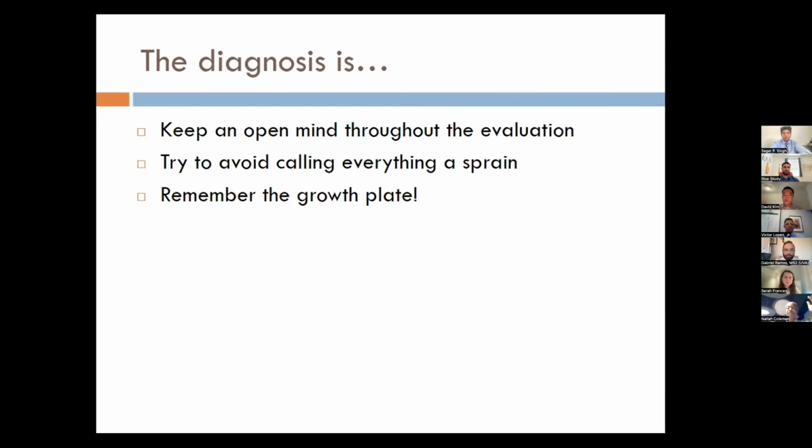So when you're thinking of the diagnosis, you want to keep an open mind throughout the evaluation. You want to try to avoid calling everything a sprain, because I know that's the easiest diagnosis. And when students and residents and fellows come to clinic and they say it's a sprain, I challenge them to tell me the ligament that was sprained. That way we can make sure we all know why they're saying what they're saying. And then obviously for young people, you want to remember the growth plate.